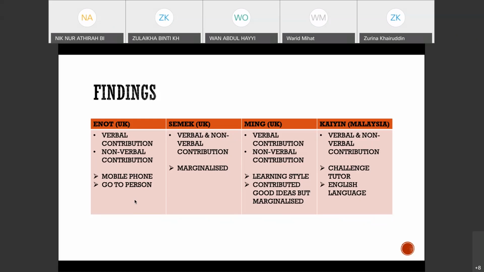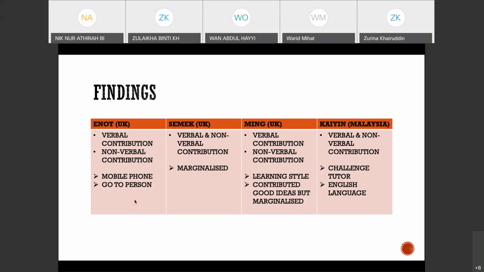The next student that I'm sharing with you is Samak. Samak is also a Malaysian student in the UK. So Samak is also interesting. Throughout the semester, she's always verbally and non-verbally contributing. You know, she raised her hands, she shares answers like I told you earlier, and she's always taking notes. According to her, when I interviewed her, it's important to take notes because, obviously, you can refer back to it later.